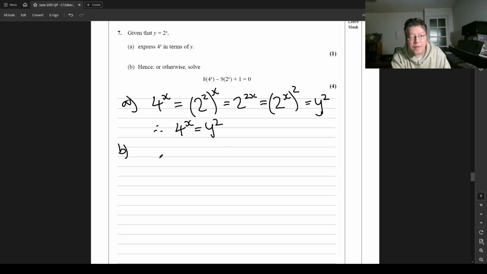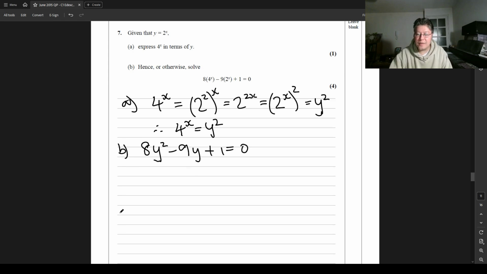And part B, we then want to solve this exponential equation. Okay, so let's begin. We see that we have a 4 to the x there. We can replace the 4 to the x with y squared, and we can replace the 2 to the x with y, and we're going to end up with a quadratic. So we're going to get 8y squared minus 9y plus 1 equals 0, and we'll solve this quadratic.